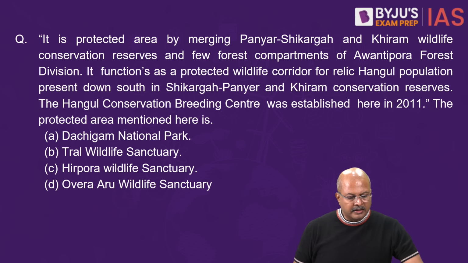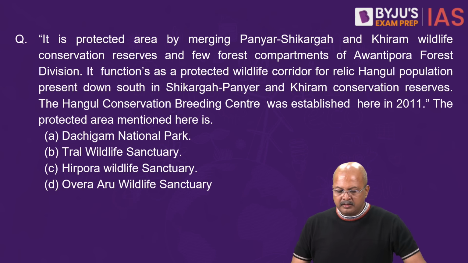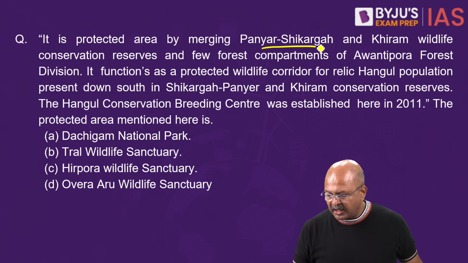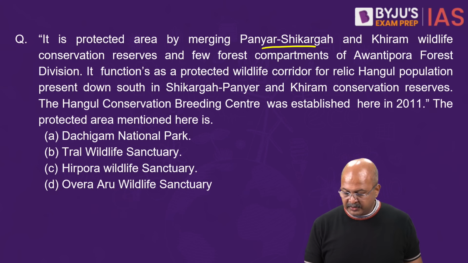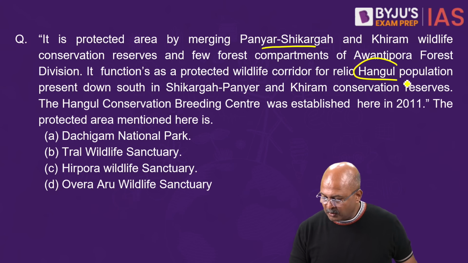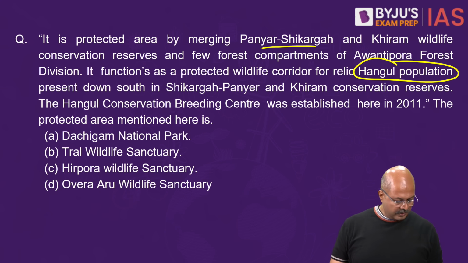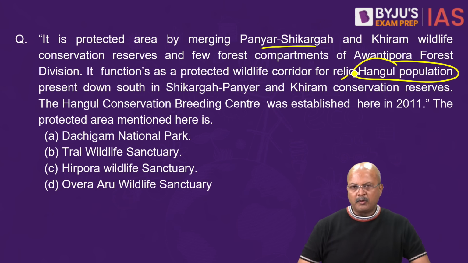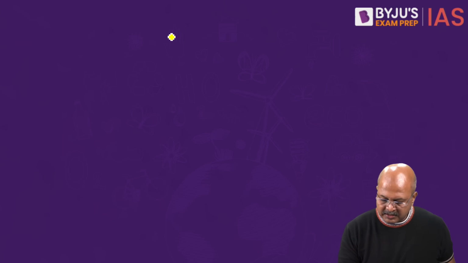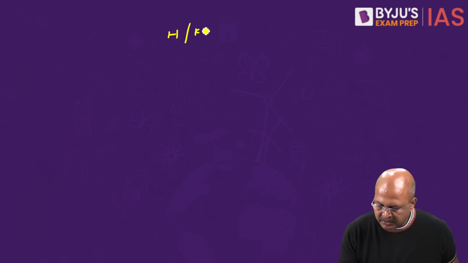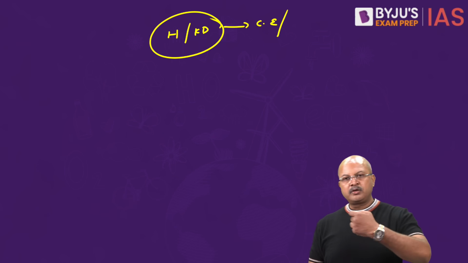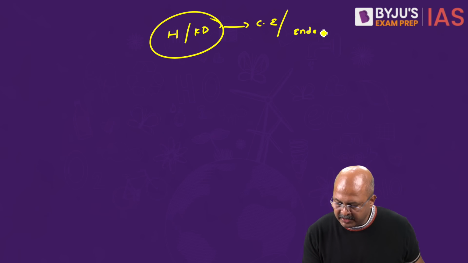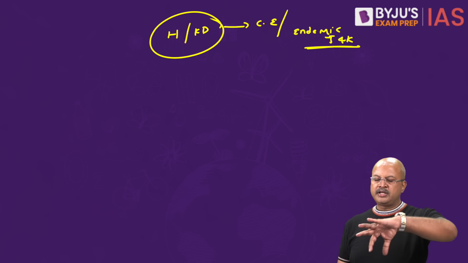Then it is a protected area merging the Pennyar, Shikargarh and Kiram wildlife conservation reserves. And this is associated with what we refer to as the Hangal population or Kashmir deer. Now when the Hangal population is seen, you should understand that the Hangal or Kashmir deer is critically endangered and it is endemic to Jammu and Kashmir, the region.